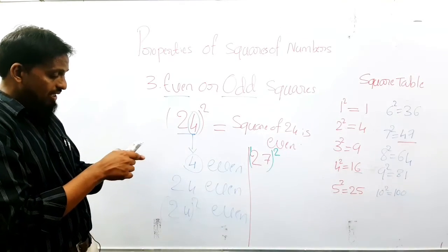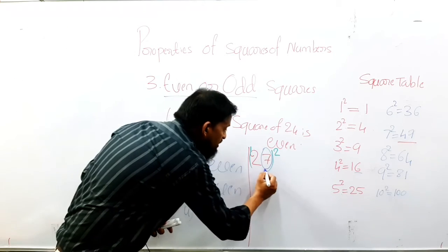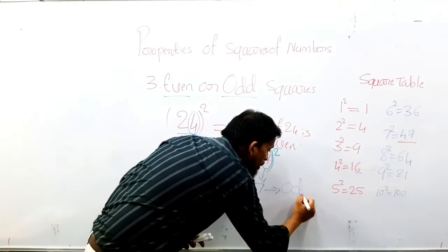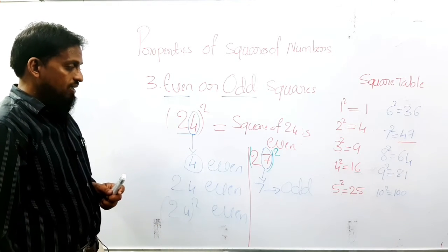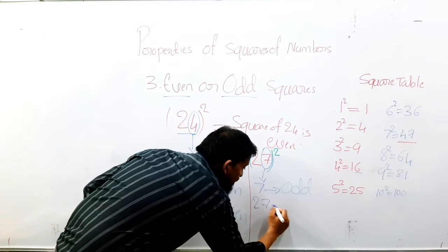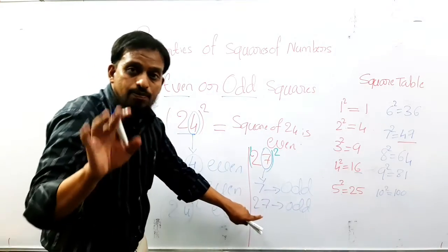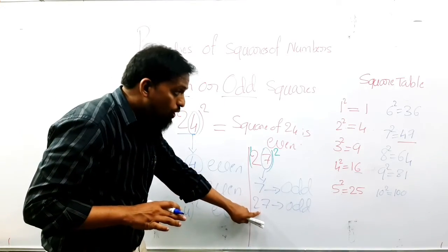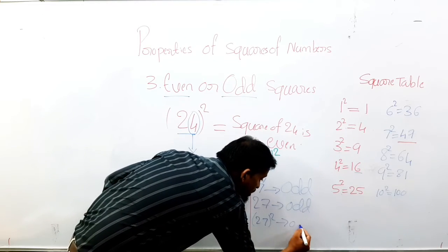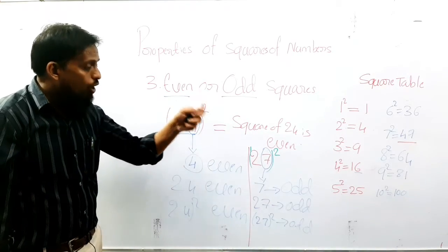The other method, what is that? Pick only the unit digit of this number. What is the unit digit? 7. Is 7 even or odd? Yes, you are correct. This is odd. If unit digit 7 is odd, then 27 also will be odd. As per the rule which we discussed, if the given number is odd, its square is also odd. Then the square of 27 is also what? It is odd. Hope you understood the third property, which is the even or odd property.